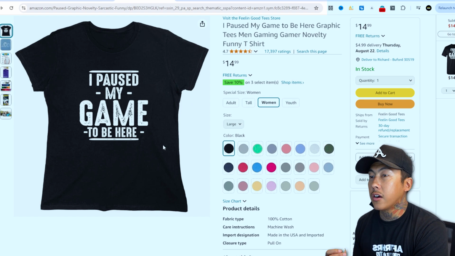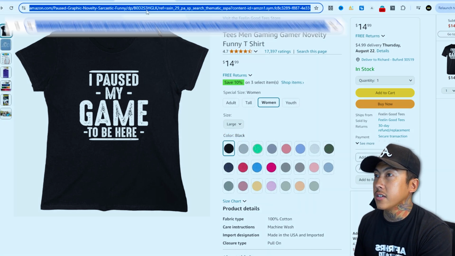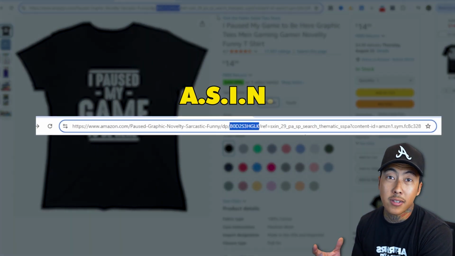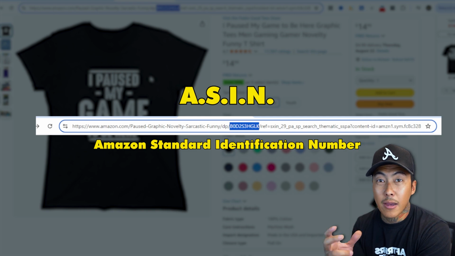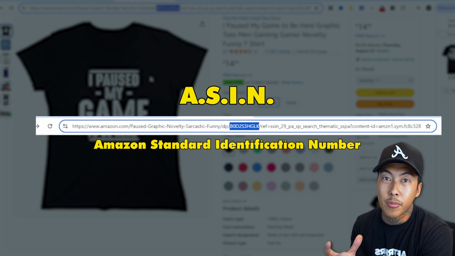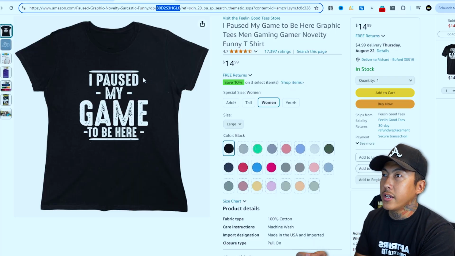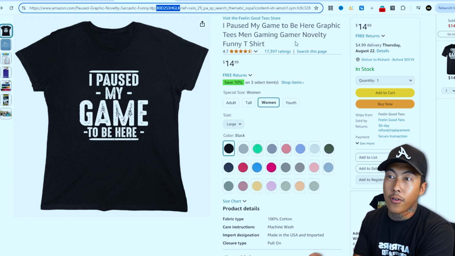All right, so here we are on a product right here. As you can see, this right here is the ASIN. What is an ASIN? An ASIN is an Amazon Standard Identification Number. So this is how you pretty much have your own somewhat barcode that identifies a particular product on the Amazon platform. So this right here covers the parent listing of all of these products.